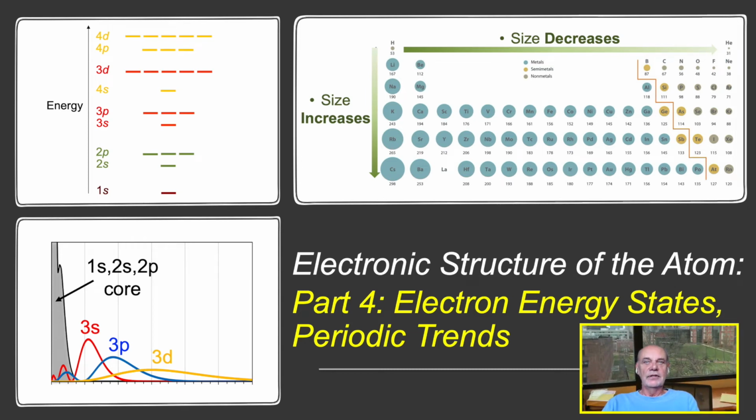The final part of this series of videos looks at the energy states of the orbitals and how they're affected by the presence of more than one electron in multi-electron atoms. We'll then look at how the energies change across the periodic table and how those changes can be used to understand the periodic trends in atom size, electronegativity, and ion size, which are critical in predicting the type of bonding exhibited by a material in the solid state.